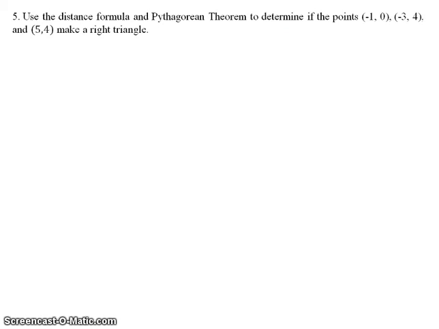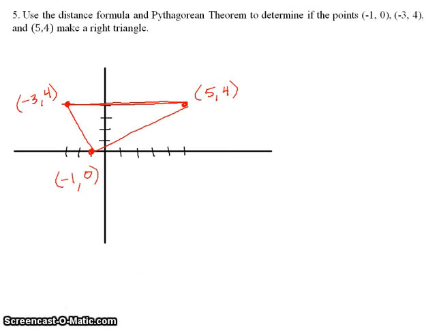Okay, so this one, let's actually plot the points. Let's get a visual of what's going on and try and make sense out of it. Okay, so I have plotted my points, and I need to figure out, does this make a right triangle? If it does, then it's going to follow the Pythagorean theorem. So I want to figure out my sides here, and then I can plug in my A and my B and my C into the Pythagorean theorem formula, and if it's true, then it does make a right triangle.